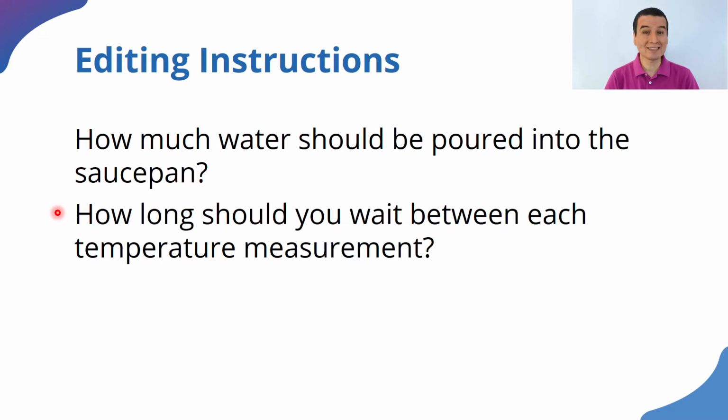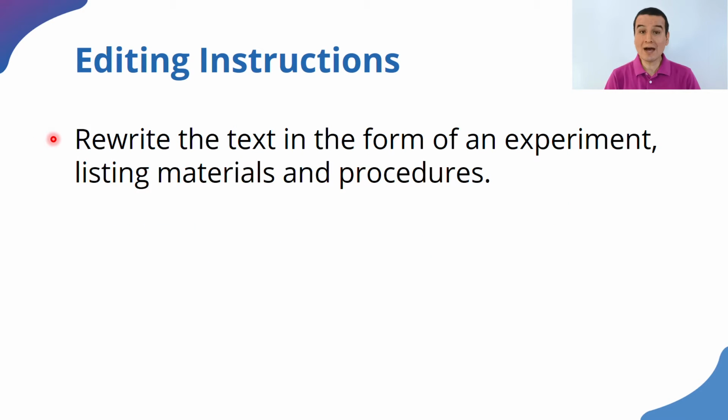Now, with that text that we have there, it describes an experiment as a paragraph. All right. Now I have this practice activity for you. Rewrite the text in the form of an experiment listing materials and procedures. Oh, you already know the format. You know that you have some materials. You may need some tools. But especially what I need is for you to focus on the materials and the procedure.